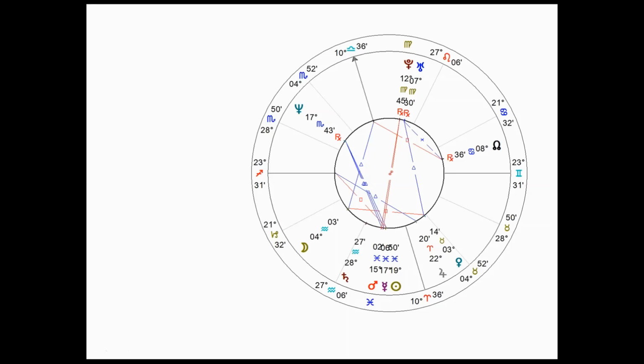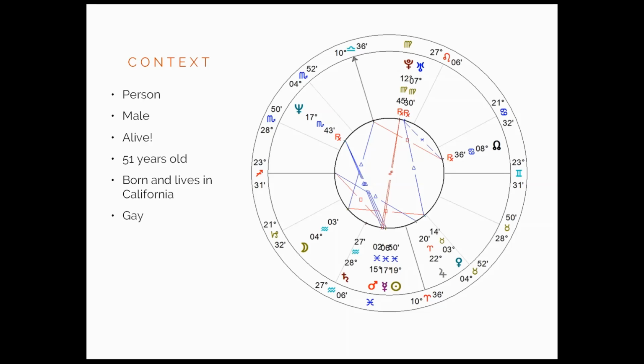So this is the chart that I'm going to be using as an example today. And this is indeed the chart of a person. It is a male person. He is alive, which is good news. He is 51 years old, was born and lives in California. He's gay. He's engaged to be married, and he works in social services.